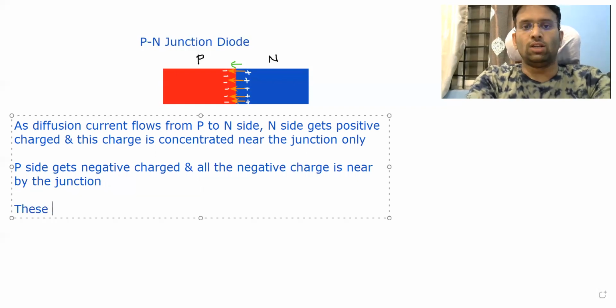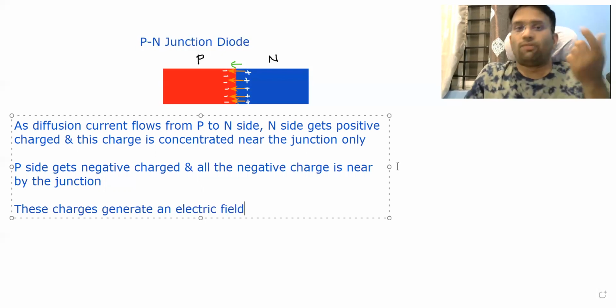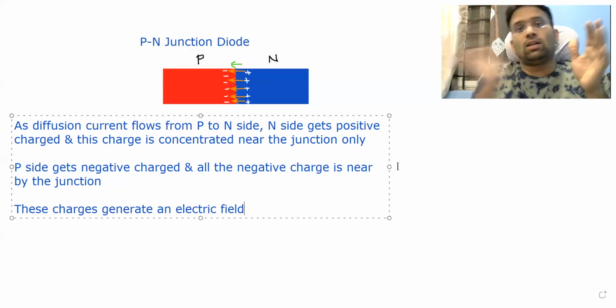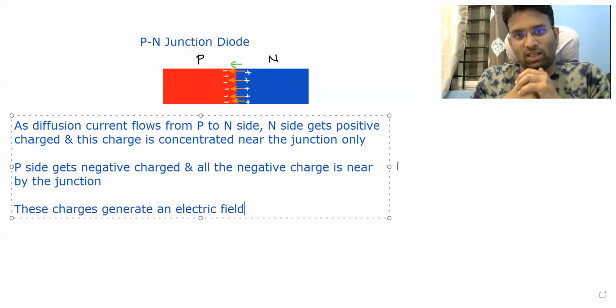These are not induced charges, these are actual charges that have gone from one place to another place. These charges generate an electric field. As soon as the diffusion starts, the electric field also starts. As more and more diffusion happens, the electric field strength keeps increasing.